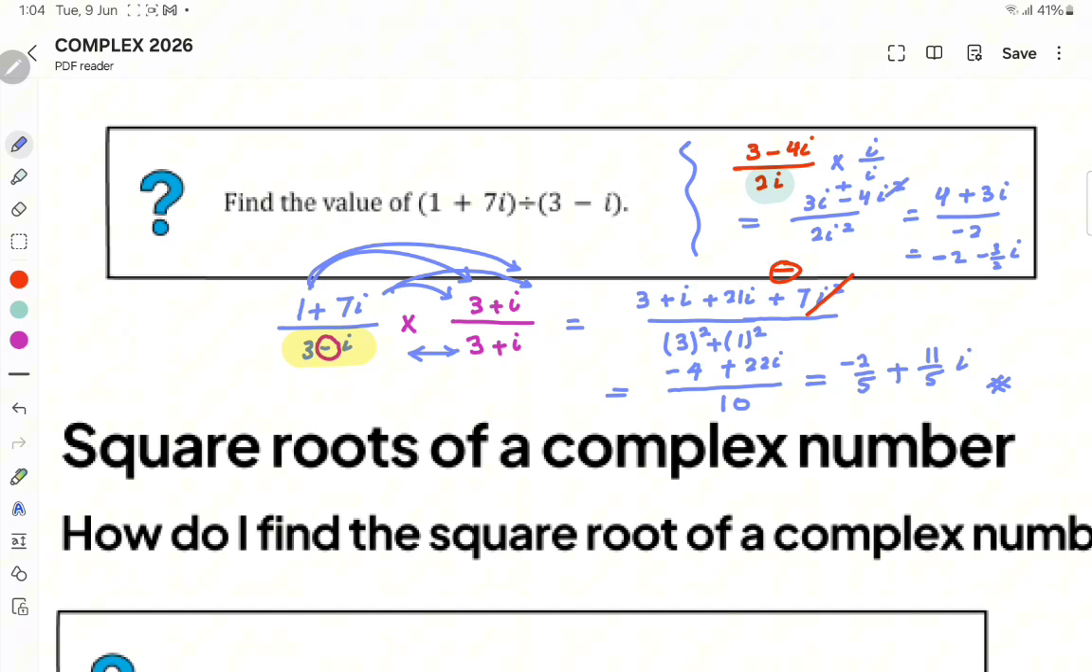So in division, if you have a full complex number in the denominator, we multiply and divide by the conjugate of the denominator, like that. If you have only an imaginary part in the denominator, we just multiply by i over i, because we do that to eliminate or remove the radical from the denominator, because i is a radical.